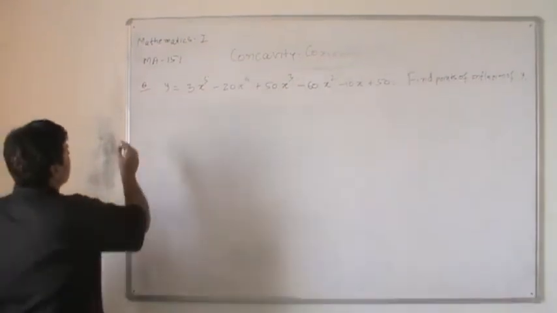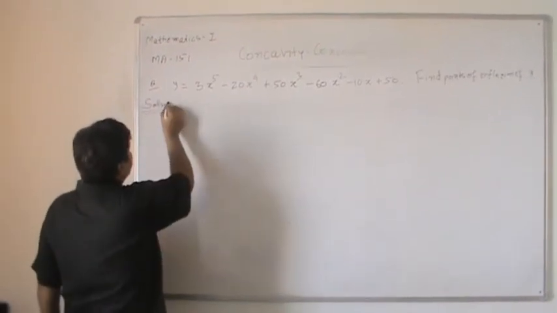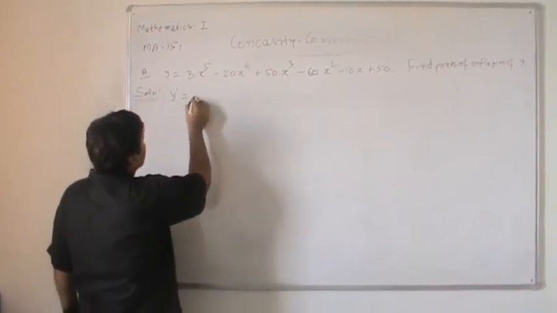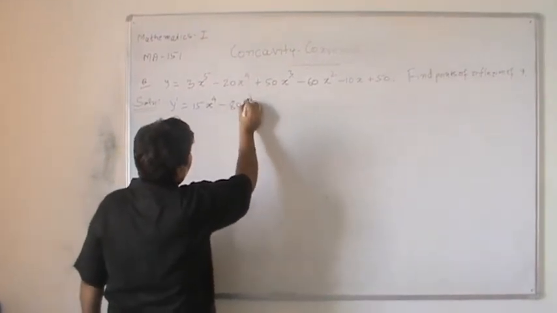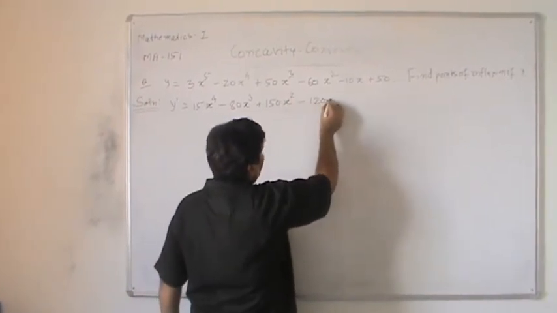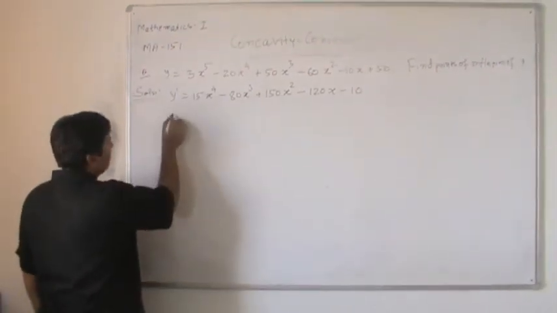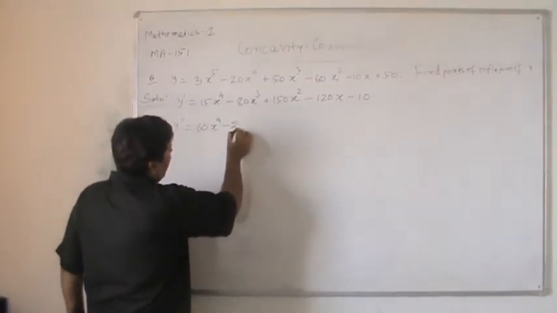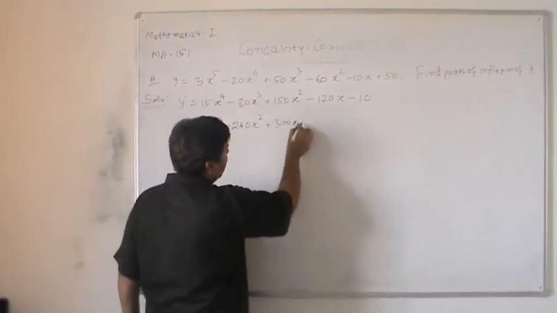So we calculate the first derivative, which will be 15x to the power 4 minus 80x cube plus 150x square minus 120x minus 10. And we also calculate the second derivative, which will be 60x cube minus 240x square plus 300x minus 120.